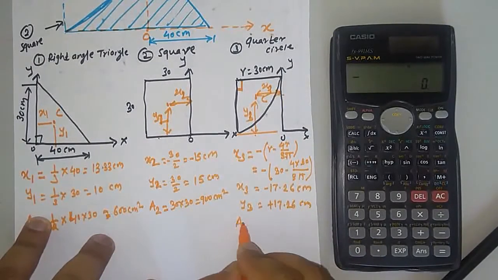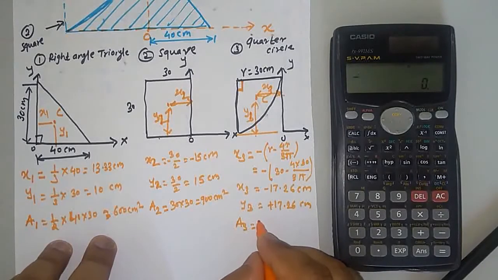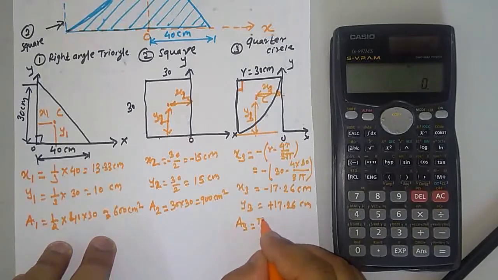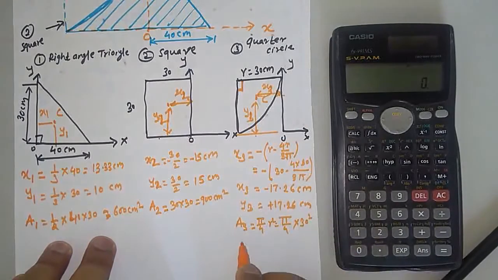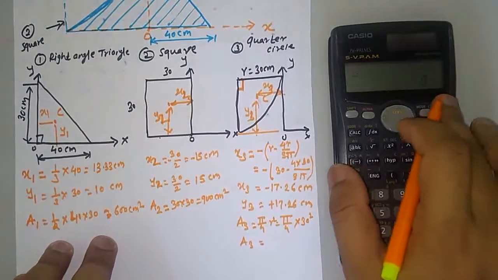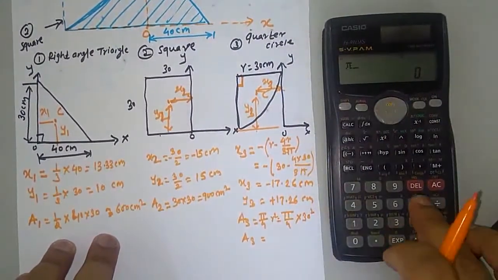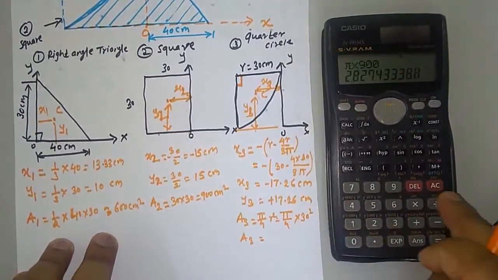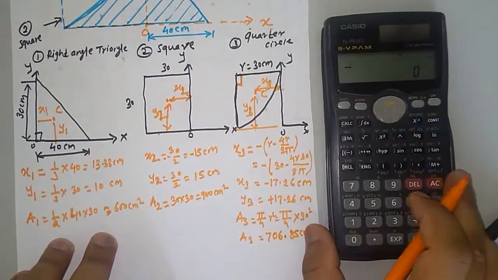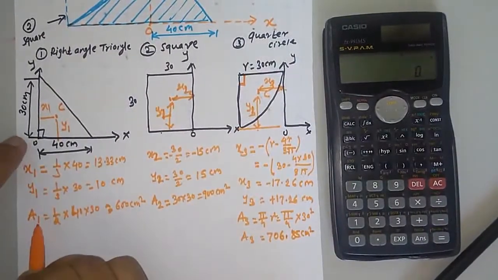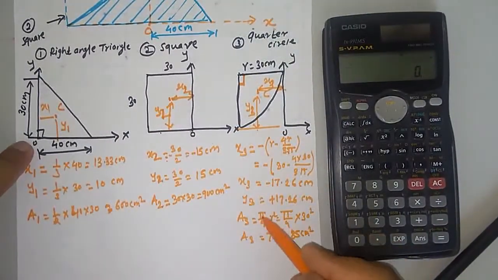Okay, and a3, what is the area of this quarter circle? So it is pi by 4 r square. Pi by 4 into r square, and r square is 30 square. So by calculating this you will get the area. Pi into 30 square, 900 divided by 4, so it is 706.85 centimeter square. So we got x1, y1, a1, x2, y2, a2, x3, y3 and a3.